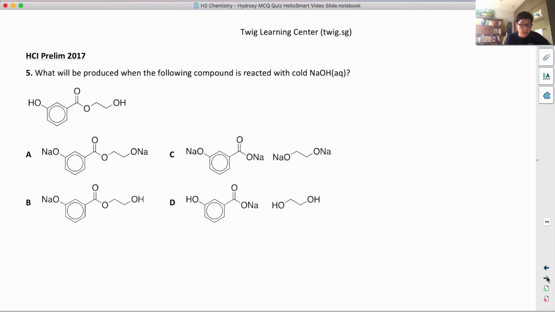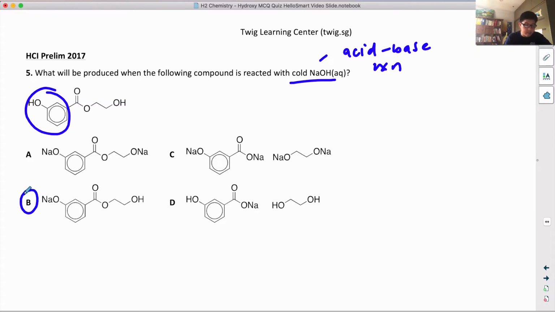Okay, question 5. What will be produced when the following compound is reacted with cold sodium hydroxide? So cold sodium hydroxide means this could only be an acid-base reaction, not hydrolysis or anything like that. So in an acid-base reaction, the only acid that can react with sodium hydroxide is the phenol. So only the phenol will react and the rest will not react. Which means for this one here, if you can see, the answer will be B. So this is the answer, B. Okay, let's move on. So this is the only part that reacts.